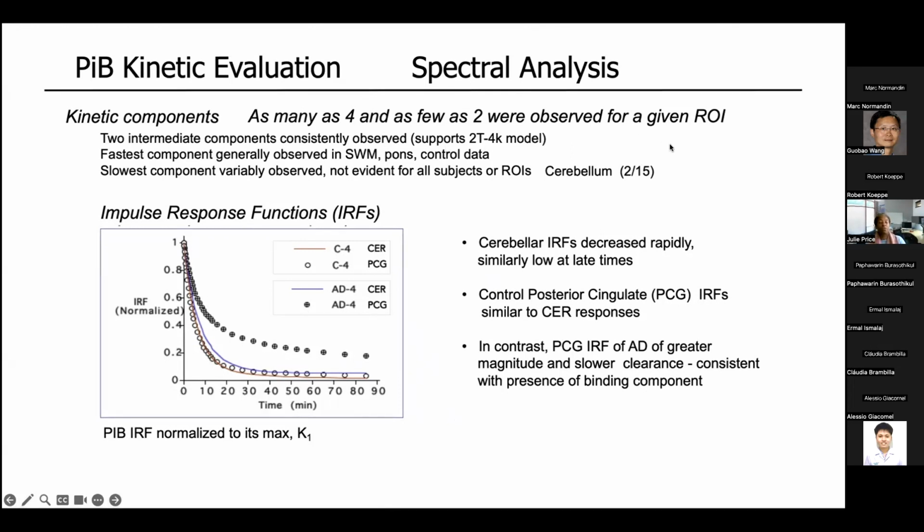This could partly reflect the fact that we were imaging with an HR+, and there's some blurring of gray and white matter. And as you saw, there was quite a white matter signal. And then there's also noise that may sometimes give rise to a detectable component. But the 2 intermediate components were very consistently observed.